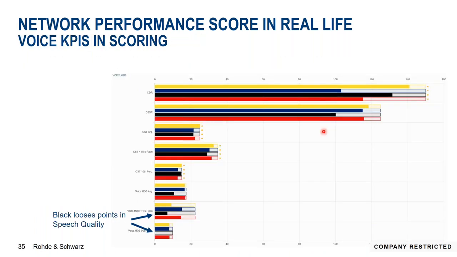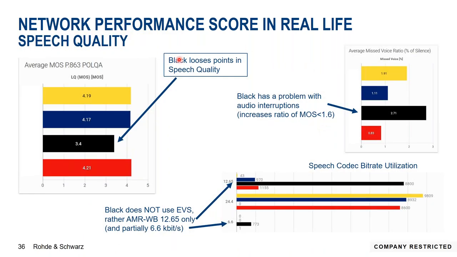Okay, so same thing, this is for the voice quality. Okay, so you can see that the black, as I mentioned, they lose in the speech quality because they have a poorer voice MOS score. Okay, so if we drill down further, we can actually see that there is some missed call ratio, so meaning to say that they have a problem with audio interruptions.